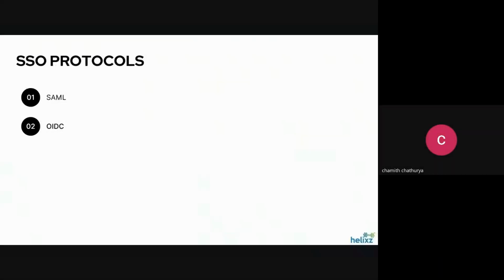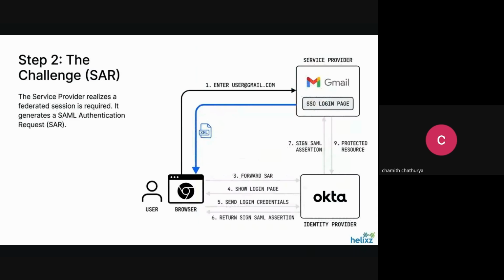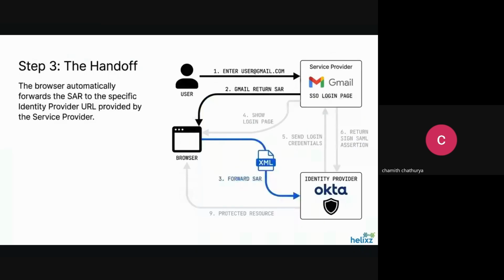SSO protocols. Okay, let's see how SAML works. Step 1, the trigger. The user navigates to the service provider and enters their identifier. The challenge. The service provider realizes a federated session is required. It generates the SAML authentication request and sends it to the browser. The handoff. The browser automatically forwards the SAML authentication request to the specific identity provider URL provided by the service provider.